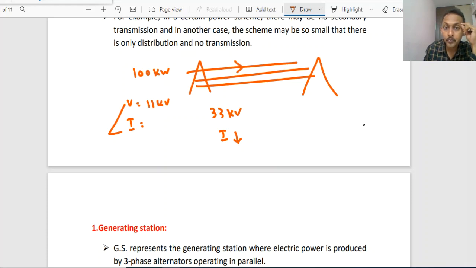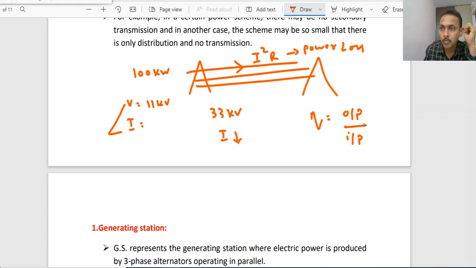If greater magnitudes of current are passing through the line, I square R amount of power will be lost. I square R is the power loss. If losses are more, the efficiency will be less, since efficiency is output power by input power. So if the losses are more, the output power will be less, and the efficiency will be less. In order to minimize the losses, the power is transmitted at higher voltage levels, where R indicates the resistance of the line. This is important. That is the reason why they are transmitted at higher voltage levels.